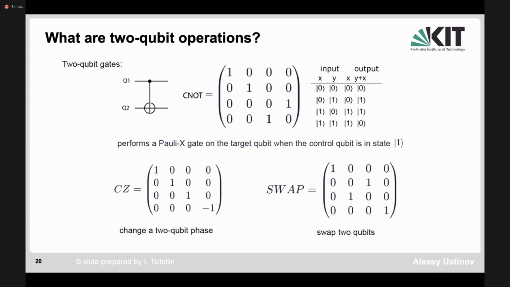By the way, any questions on single qubit gates? Okay, you all know this. That's very good. Let's move on.